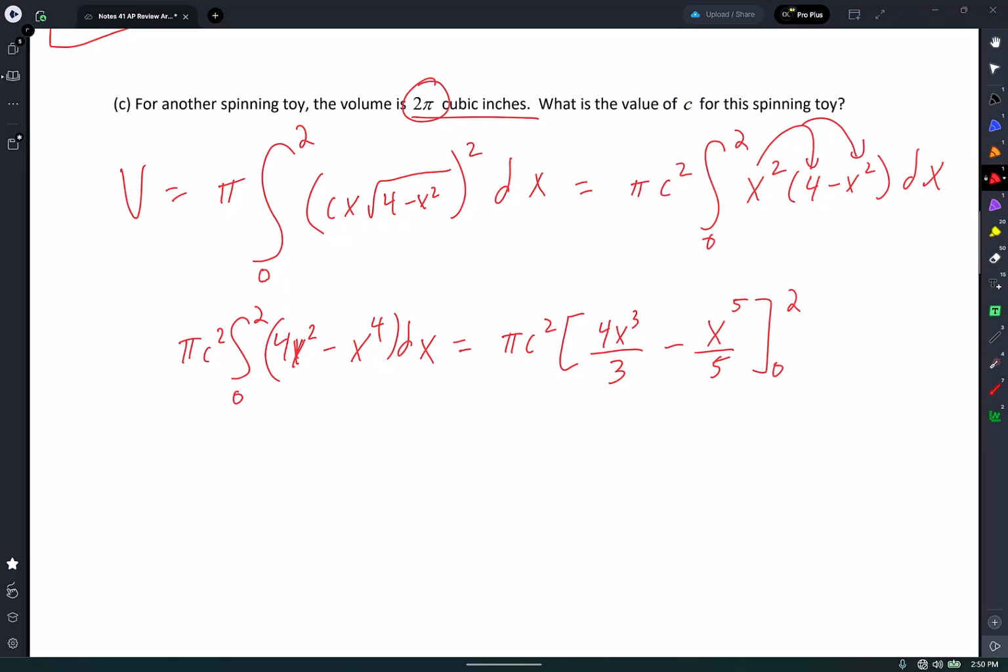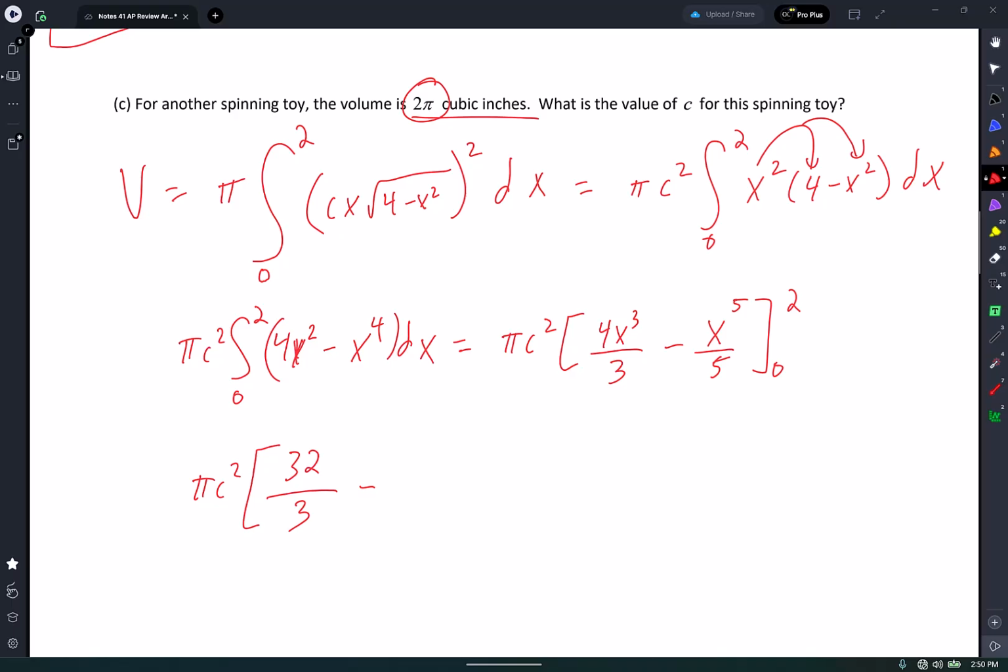We don't care about the 0 because the 0 will 0 out. In this case, not always, but in this case, but the 2. So here it is. Pi c squared, bracket, 2 to the third power is 8. 8 times 4 is 32. Man, if we can teach here, we can teach anywhere, right? All right, over 3. I don't see any issues right now. I think we're okay. Minus 2 to the 5th power.